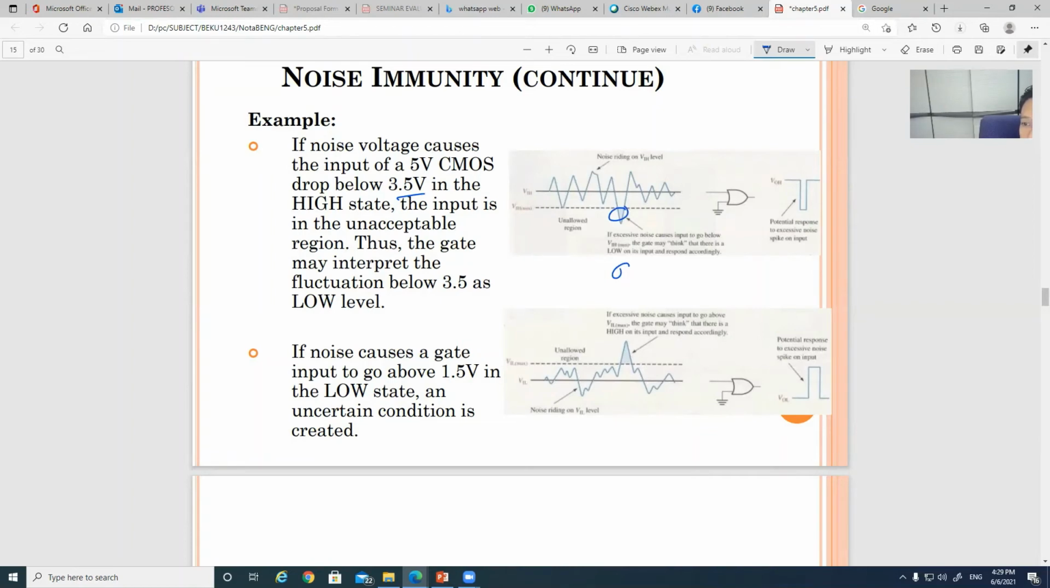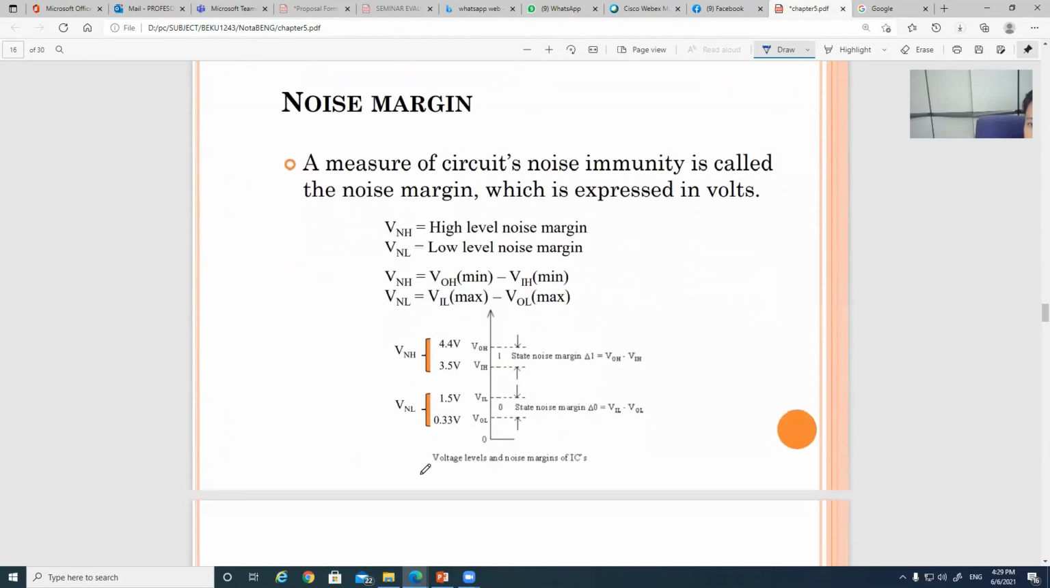And similarly for the lower one. If you have a high noise here, this is in the unallowed region. So maybe the gate thinks it is high. This is for 1. So that's why we have the noise.